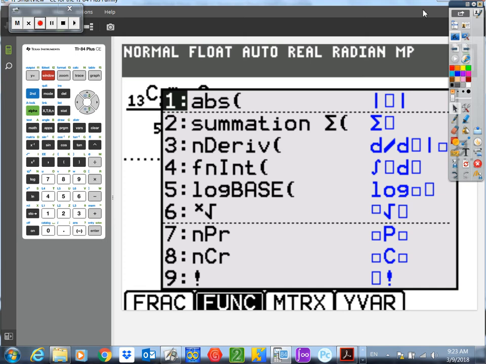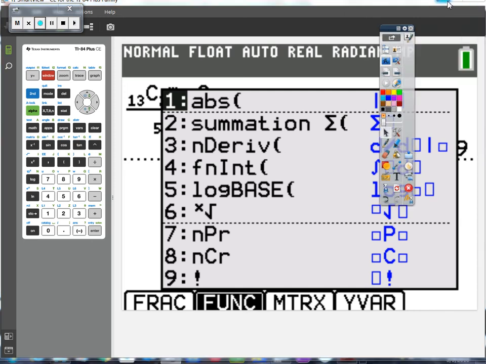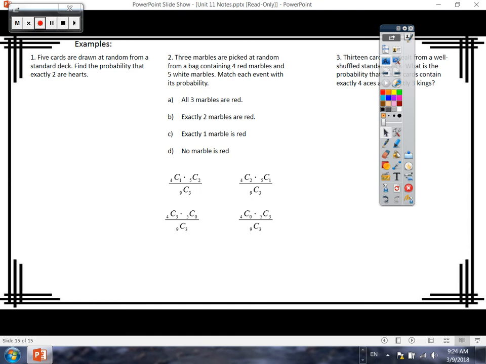All right. Let me see if I can. My calculator is having such fun. It doesn't want to go away. Okay, there we go. Sorry, little calculator.